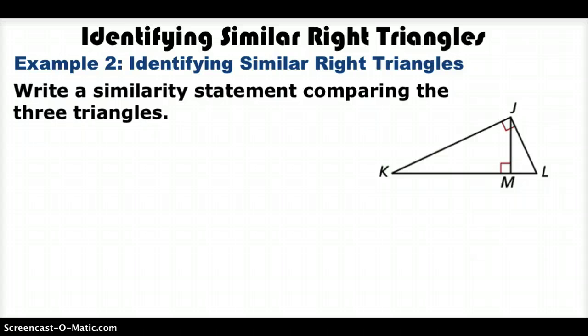We could call it JKL for now. The right angle of the big triangle, we'll call angle J for now. We know that this is the altitude right here, the perpendicular path to the opposite side, and that's going to create two right angles here. So there's our two right angles.